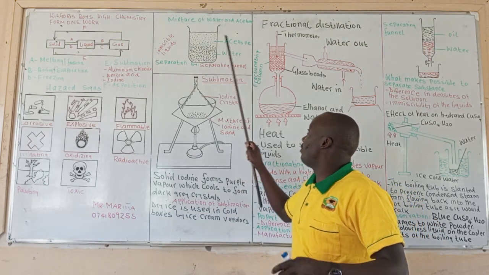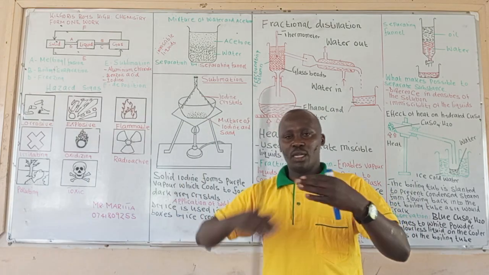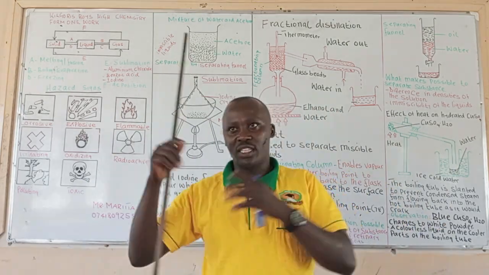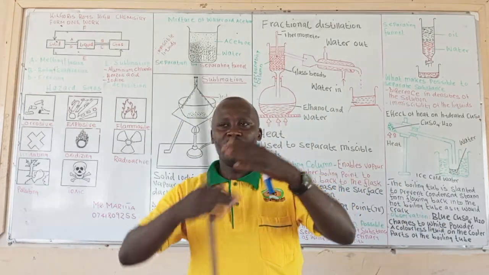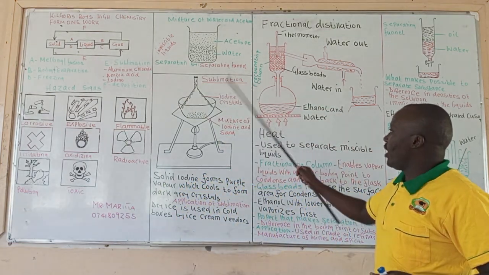You know that water and acetone are immiscible substances, therefore they can be separated by use of a separating funnel. As you can see, the acetone is floating on water. It means the property of these substances makes them separable by this method, because they have different densities. Then we have the other one here.